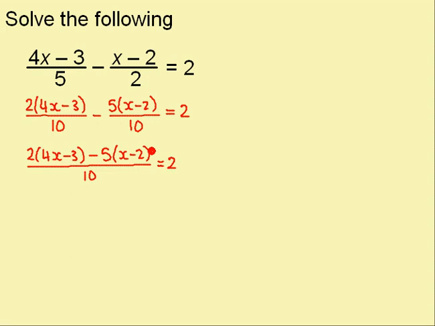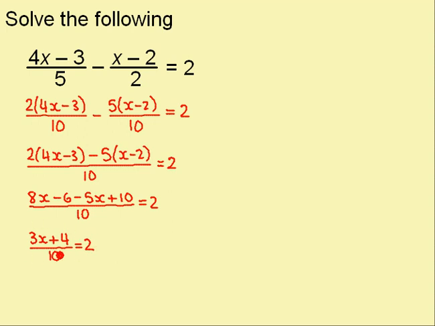Now I'm going to expand the top. So I've got 8x - 6 - 5x + 10. That's over 10. And that's still equal to 2. Now I'm going to simplify the top. I've got 8x - 5x, so that's 3x, and -6 + 10, so that's +4. That's still over 10. And it's still equal to 2.